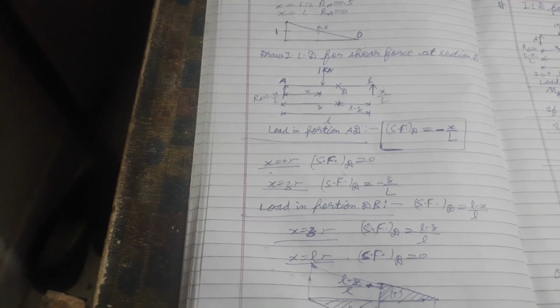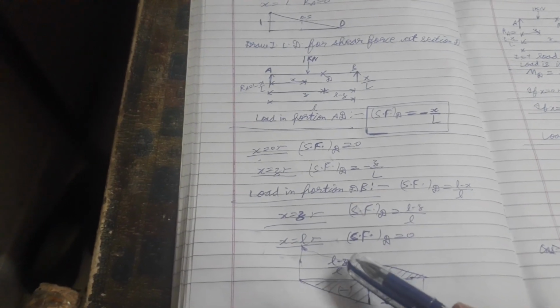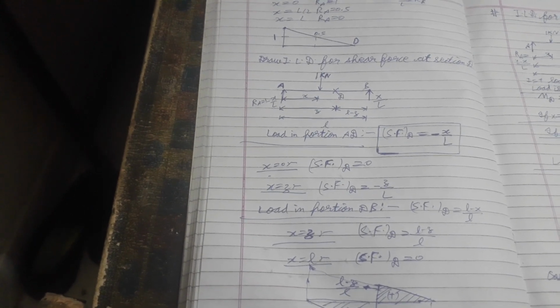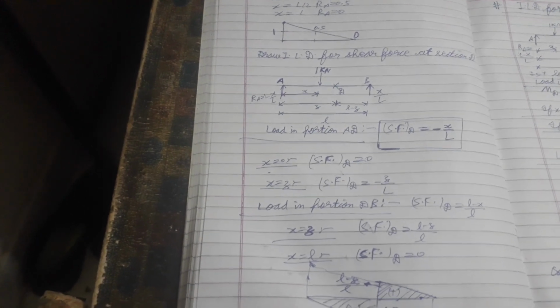For example, here it is Z by L. This is L minus Z by L. This can be the plotting of influence line. This is positive. This is negative.